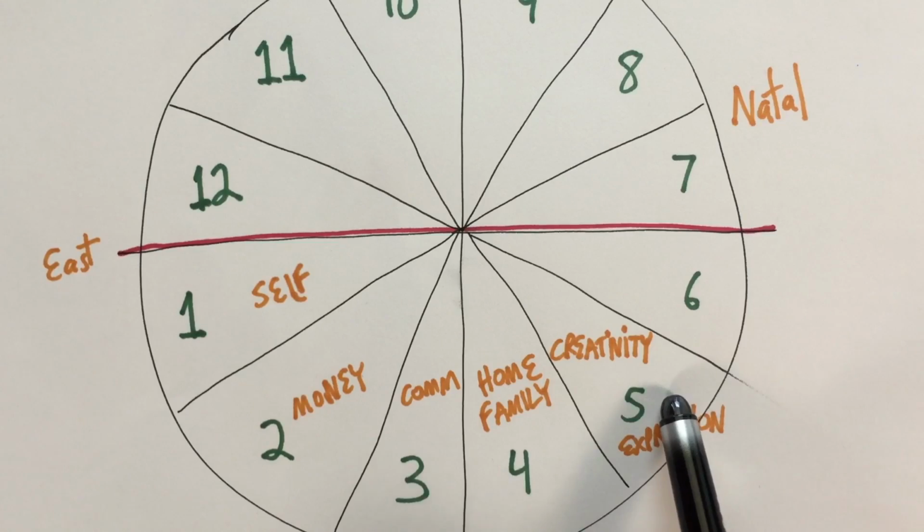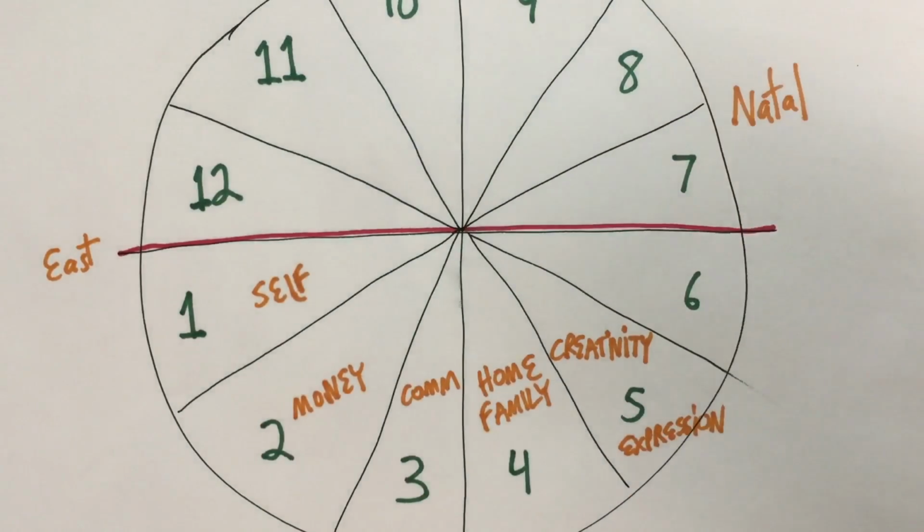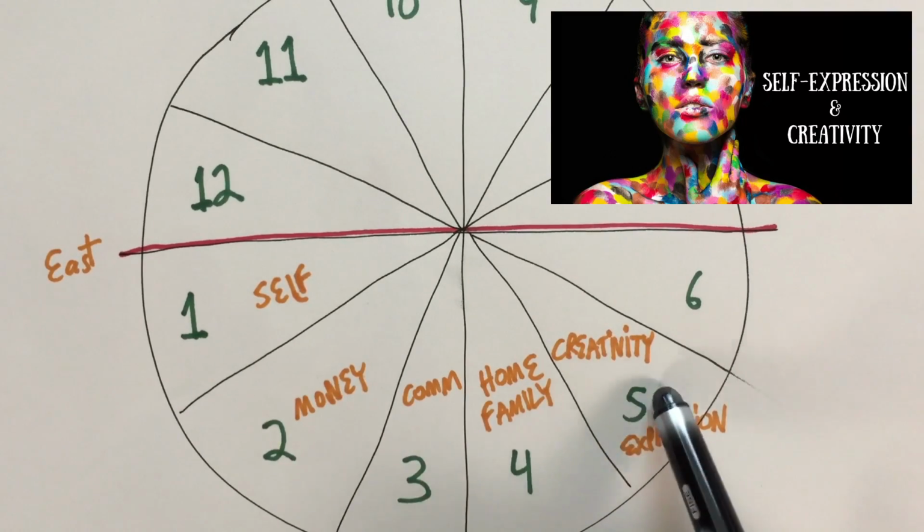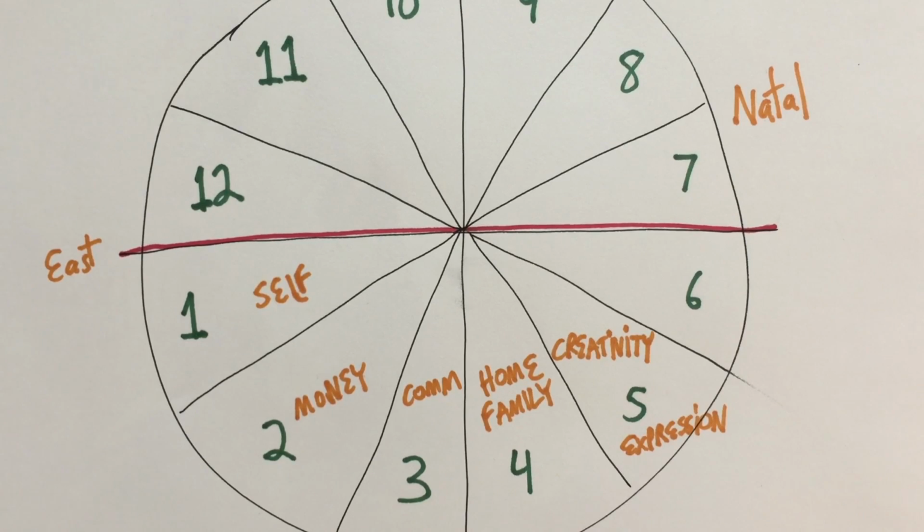Now we're trying to figure out how to express ourselves, how to be individual, how to make ourselves be separate from everybody else by showing our creative side. And that's also how you spend your leisure time as well. So talking about love, romance, children, creativity, sports, gambling, just everything that you have fun doing here as well. So what happens when Mercury wanders in?